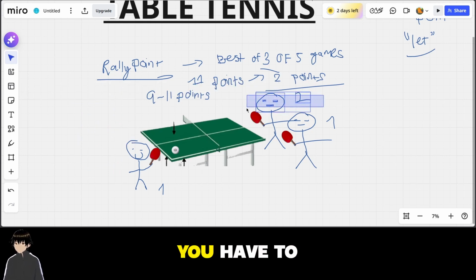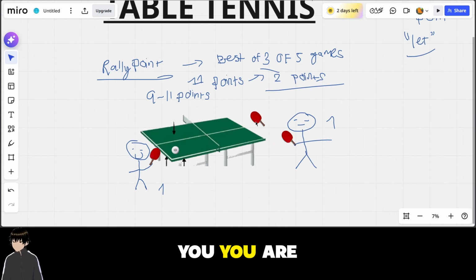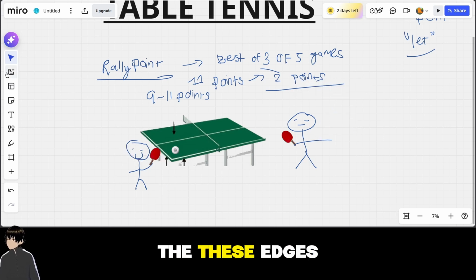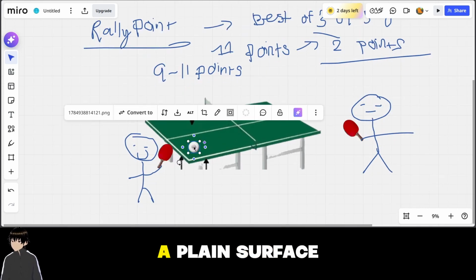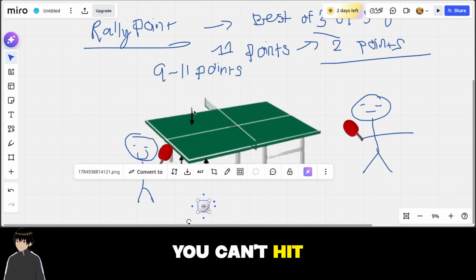So what are a few things that you have to know about table tennis? You're not allowed to use these edges as a plane surface. The plane surface merely resides here. And you can't hit the net either. You can never hit the net. You should never hit the net.